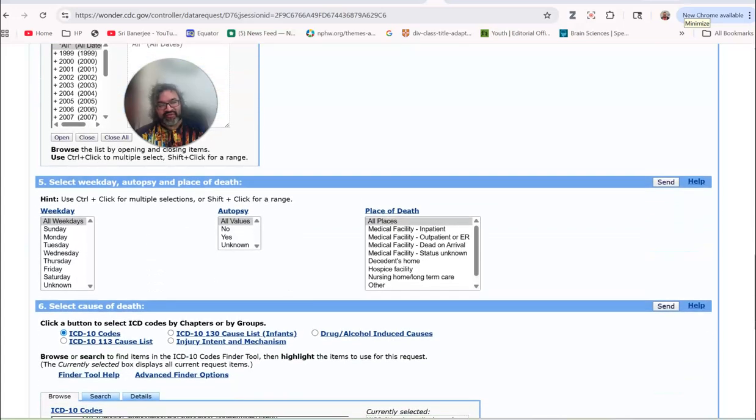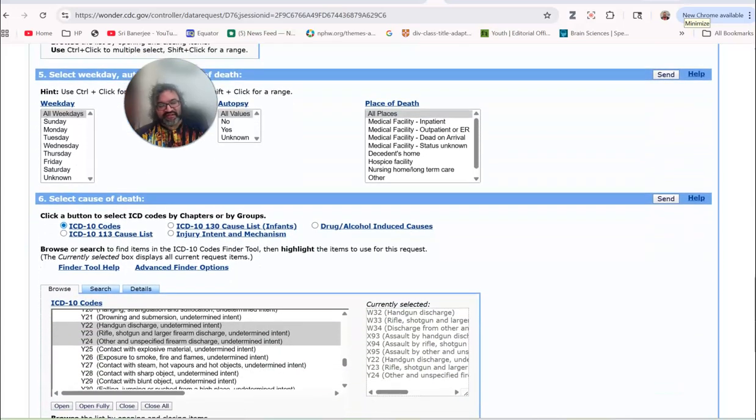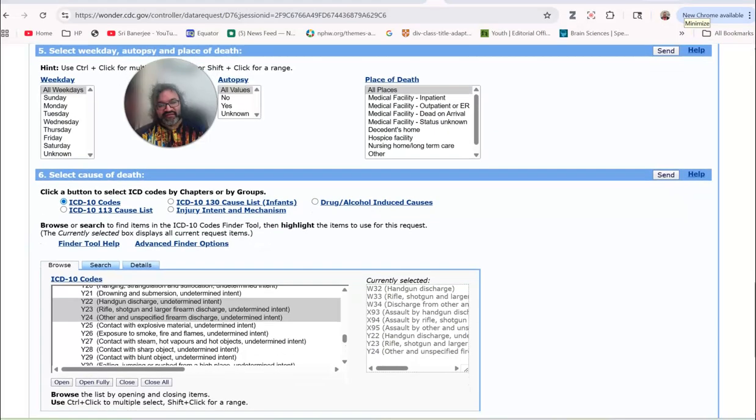The main thing that I wanted to really emphasize is the ICD-10 code. I looked at a paper where this was used, and the ICD-10 for gun violence is W32, W33, W34. And as you can see, the ICD-10 codes are in here.